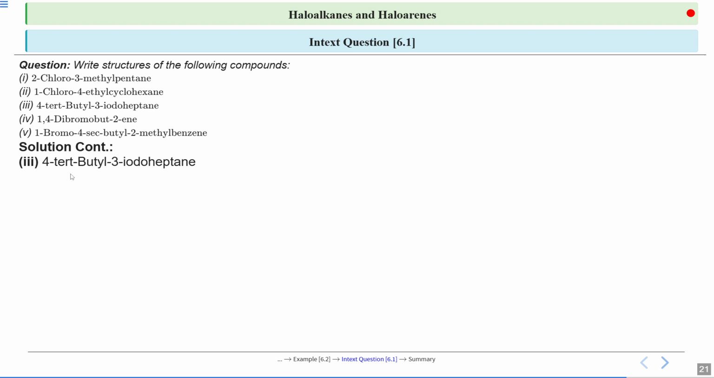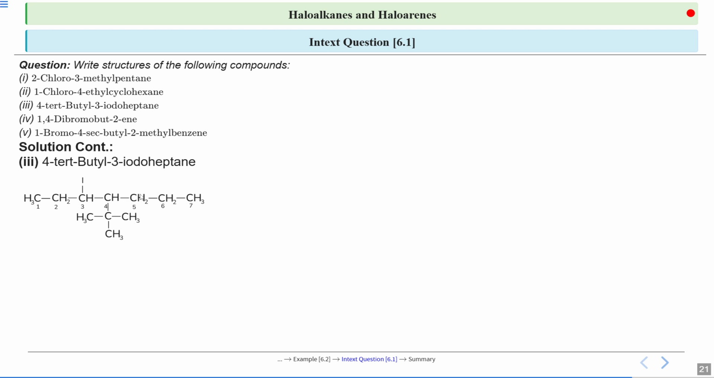Now for the third compound, that is 4-tertiary butyl 3-iodoheptane. First of all, at the fourth position we have a tertiary butyl group present. At the third position, we have an iodo substituent present. Heptane means we have a single alkane chain having no substituents other than 7 carbons present in the chain.